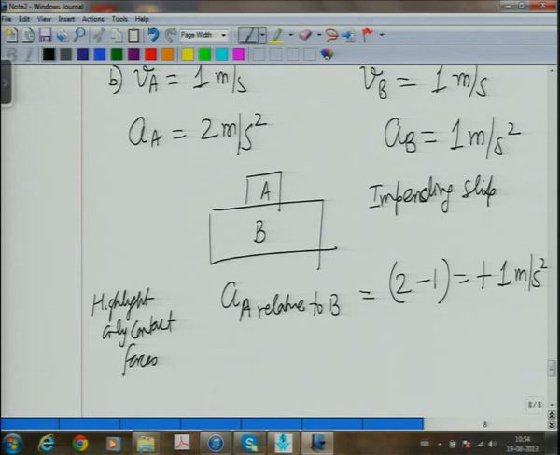Of course, at the bottom contact it will be a different case, because the block is moving forward and the ground is stationary, so friction at the bottom contact will be in the minus direction. That's a different story. I am only highlighting the contact between A and B. Is this clear? These are things we have to keep in mind when we draw the free body diagrams.